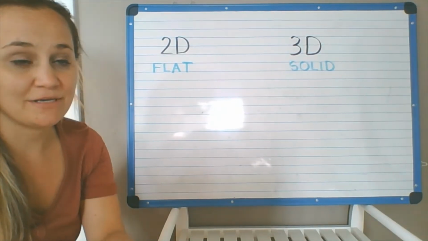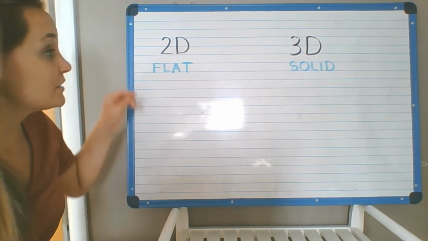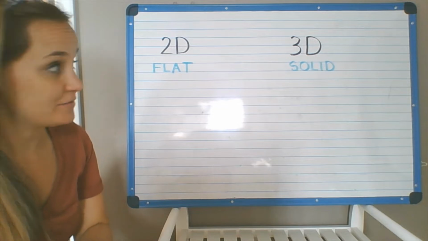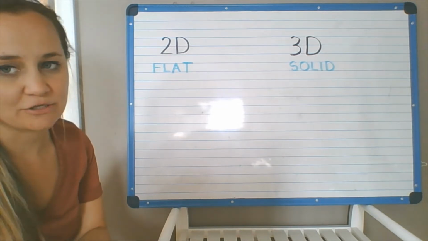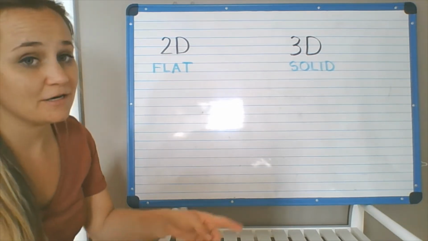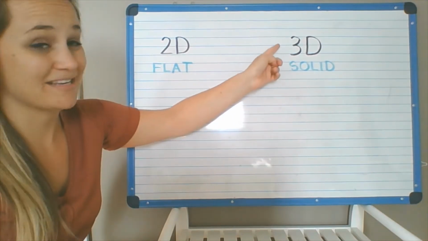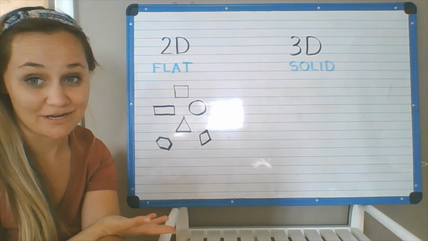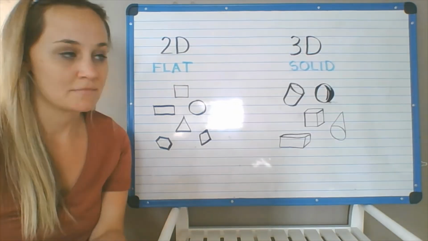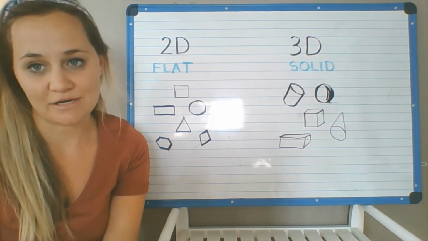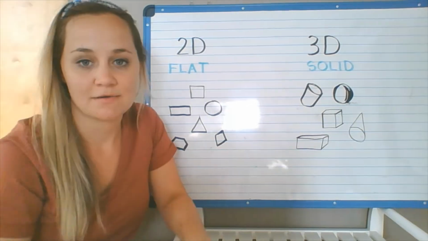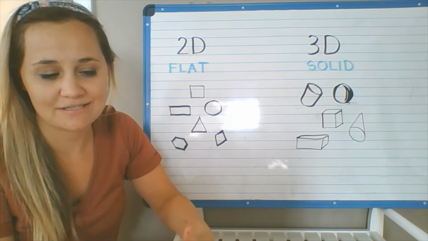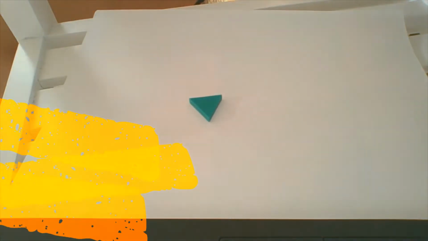Now, you might hear me use the term 2D to describe flat shapes. When I say 2D, I mean two-dimensional, flat. And you might hear me describe solid shapes as 3D. Now here are some of the 2D shapes that I've taught you, and here are some of the 3D shapes that I've taught you about. So let's do a little review of what their names are, their characteristics, and how to draw them.